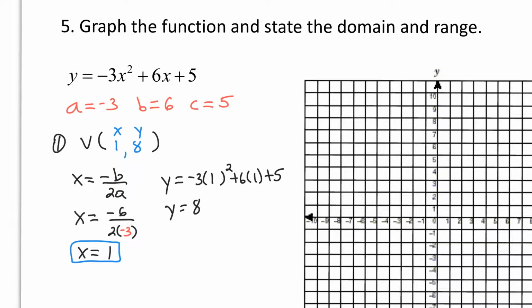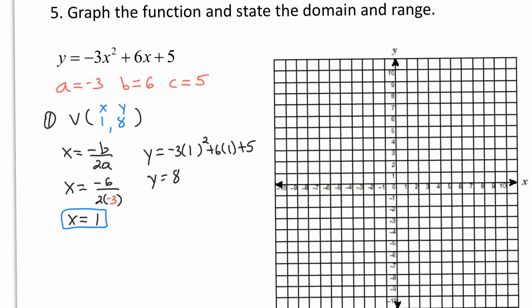So from the origin, I'm going to plot the point 1, 8. So I go 1 to the right, and I'm just going to zoom out here so you guys can see the graph. And I go 8 up. So from the origin, 1 to the right, all the way to 8. So I'm going to make a point right here, and that's going to be my vertex.